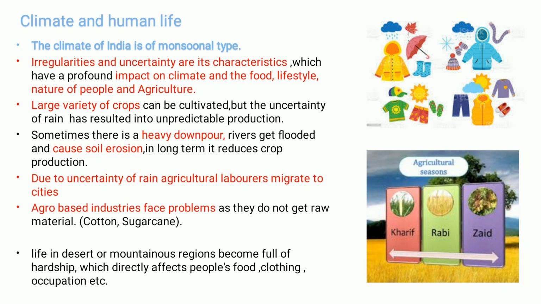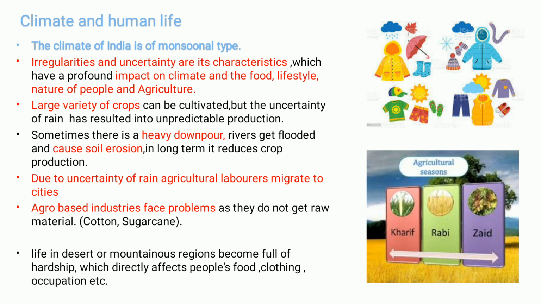Sometimes there is heavy downpour, very heavy rain, and we experience flooded rivers because of this heavy rain. And that flood causes soil erosion. When the upper layer of the soil moves from one place to another, the soil becomes infertile. And in the long term, it reduces the crop production. If the soil loses its fertility because of erosion, naturally the crop production is less.